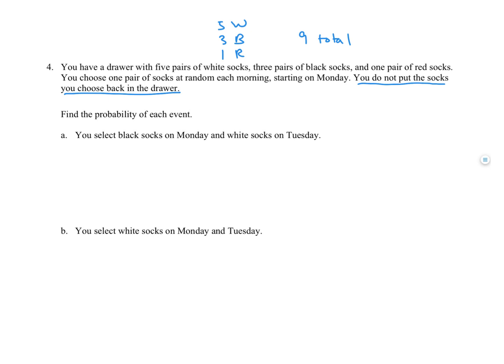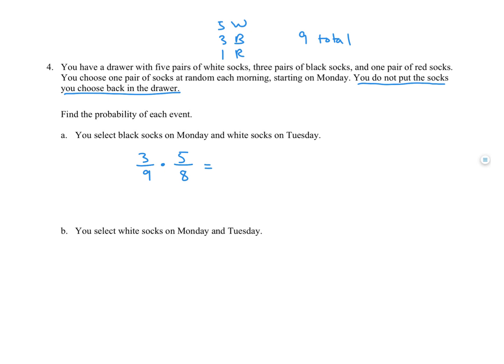In part A, we want the probability that you select black socks on Monday and white socks on Tuesday. The probability of selecting black socks on Monday will be 3 out of 9. Remember that you wore black socks on Monday and you didn't put them back in your drawer. The probability of choosing white socks on Tuesday, well, you still have 5 pairs of white socks in your drawer, but the total number of pairs of socks has been reduced to 8 because that 1 pair that you wore on Monday is not in the drawer anymore. So our sample space will only have 8 pairs of socks on the second day.